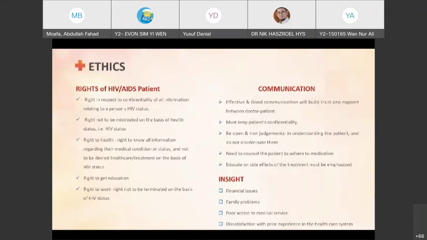And the patient also may have limited access to medical services. If patients don't have their own transport or don't get easy access to public transport, it may be hard for them to attend medical appointments, and that can lead them to miss something that cannot be avoided. And if the patient has dissatisfaction with prior experience in the healthcare system, that will make them lose their confidence to continue and pursue further treatment.